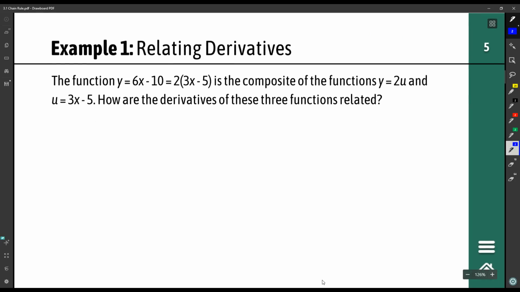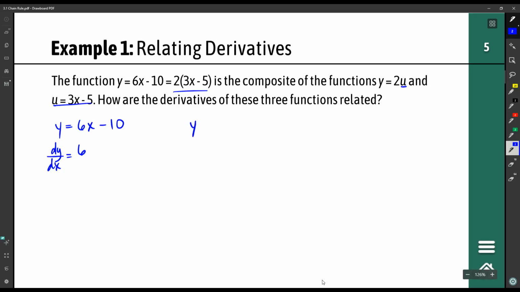So let's move forward. The function y equals 6x minus 10 can be rewritten as 2 times the quantity 3x minus 5. It's a composite of two functions. It's a composite of y equals 2 times u, if u is defined as the function 3x minus 5. How are the derivatives of these three functions related? So let's begin with y equals 6x minus 10 and find the derivative with respect to its independent variable x. So dy/dx in this case would just be 6. The derivative of 6x is 6. The derivative of negative 10 is 0.